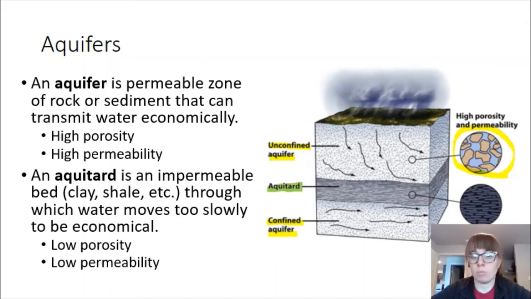In this zone, we have low porosity and low permeability. So water's not moving through these layers very well at all. Some examples of good aquitards are clays and shales. So this is why they generally line, what's it called, the landfill. If you've ever heard of them lining landfills with clays, that is to help mitigate transmitting pollution from the landfill down into the groundwater, using an aquitard or a layer of low porosity and low permeability.